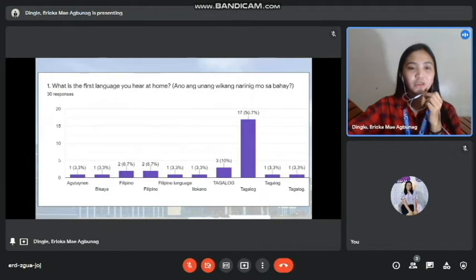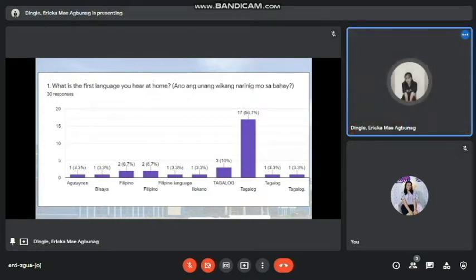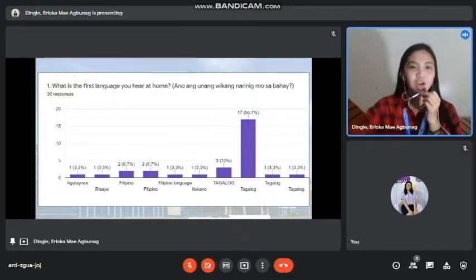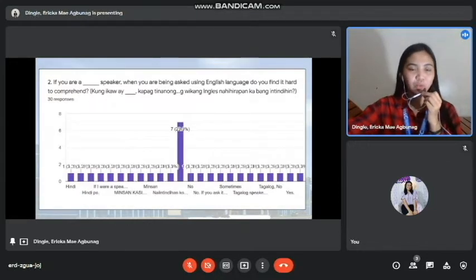Given that the majority of the respondents live in Mindoro and use Tagalog at home, the survey results show that the majority of the respondents were first exposed to the Tagalog language as the language of their speech community. For question number 2, if you are a Tagalog speaker and you are being asked using the English language, do you find it hard to comprehend?